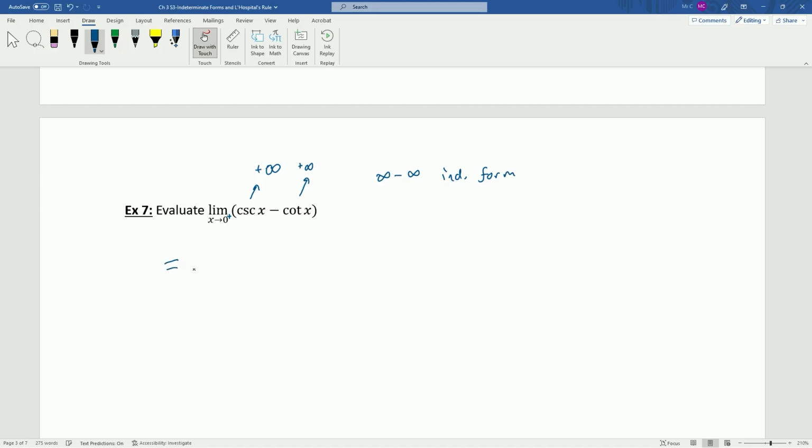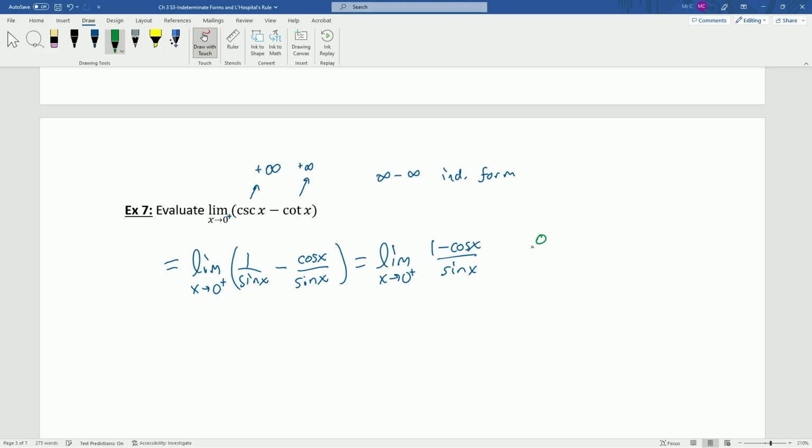Okay, so how can I rewrite this as a quotient? Well, cosecant is 1 over sine, and cotangent is cosine of x divided by sine of x. So now I've got this limit of 1 minus cosine of x over sine of x. All I did was rewrite those as fractions and combine them. And now what do I see? Well, when x is 0, I get 1 minus 1 over 0. That's 0 over 0, an indeterminate form.